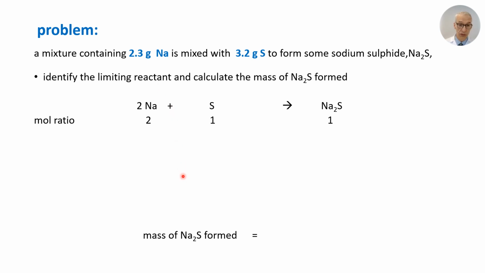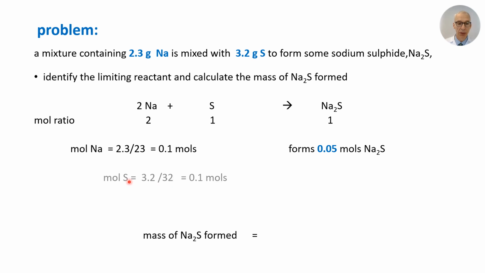Okay, so let's reveal the first few steps. I need to convert the mass of sodium into numbers of moles, 0.1, and then predict the moles of sodium sulfide that could be formed on complete reaction, 0.05 moles of sodium sulfide. I then repeat that process for sulfur, again 0.1 moles. So it would appear that we've got the same numbers of moles of the two reactants, but the key thing is how many moles of product could be formed.